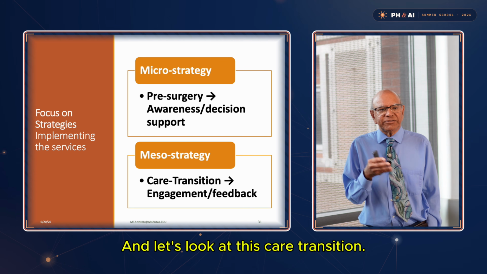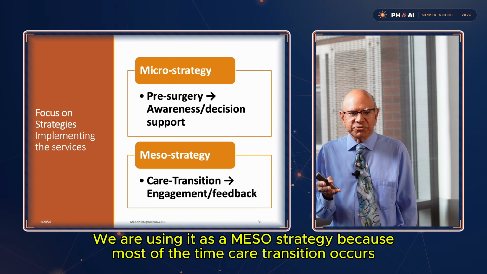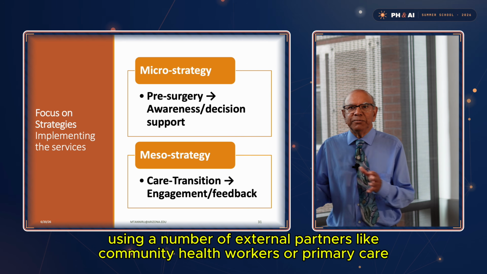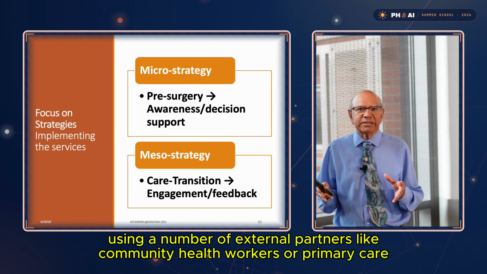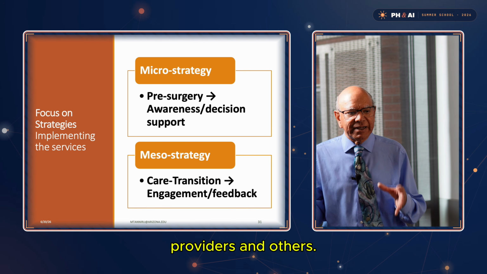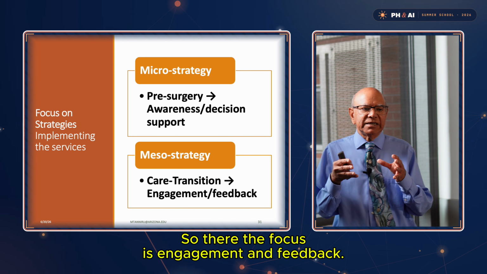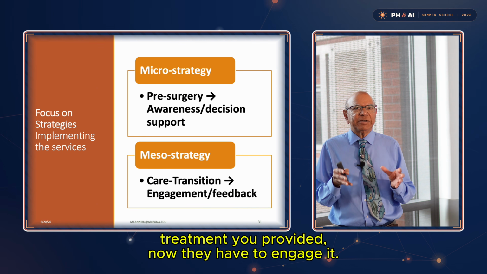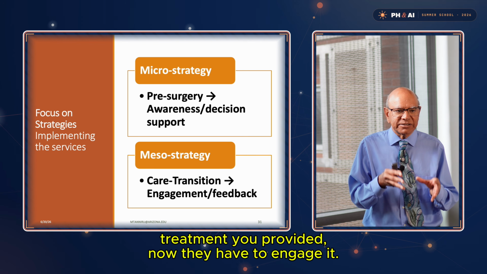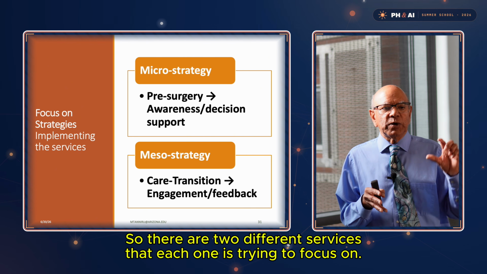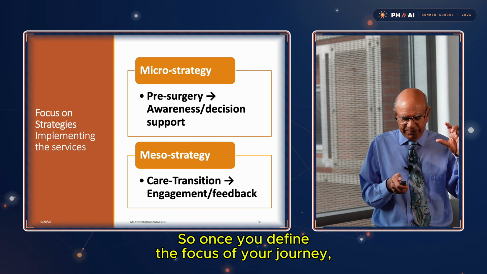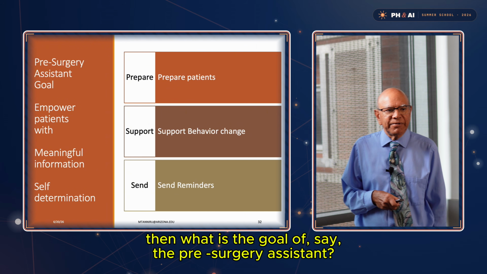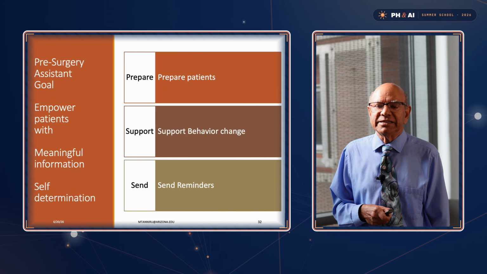And let's look at care transition. We are using it as a meso strategy because most of the time care transition occurs using a number of external partners like community health workers or primary care providers and others. So there the focus is engagement and feedback, because they already made the decision and they already engaged in whatever treatment you provided. Now they have to engage in it. So there are 2 different services that each one is trying to focus on. So once you define the focus of your journey, then what is the goal of, say, the pre-surgery assistant? What do they want?